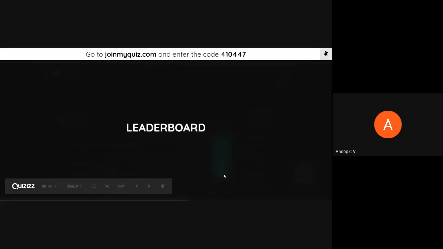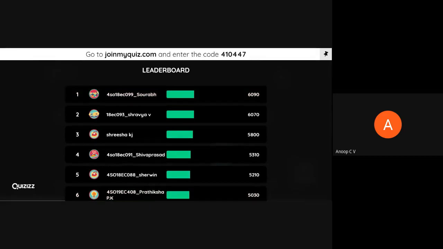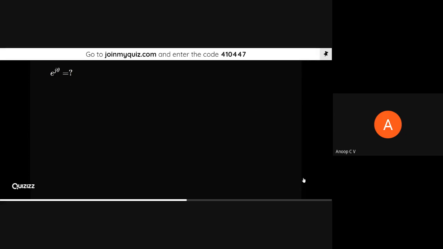Oh, wonderful. Most of you have given the correct answer. Out of 54 who answered, 47 gave the correct answer. This is the question with the most correct answers so far. It's cos theta plus j sine theta. Why? Because I have already discussed this while discussing how to represent a complex number. Otherwise also, you may be well aware of this. You have studied all these things very well. So we'll move on to the next aspect.